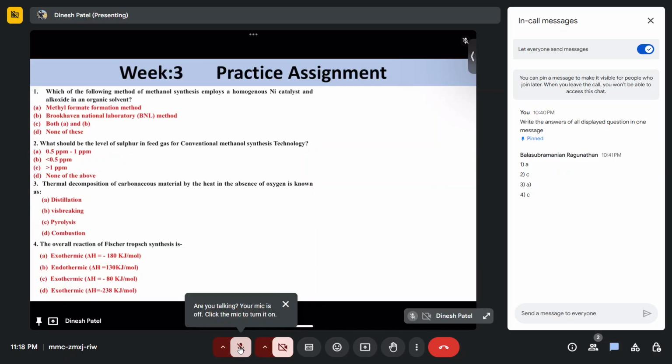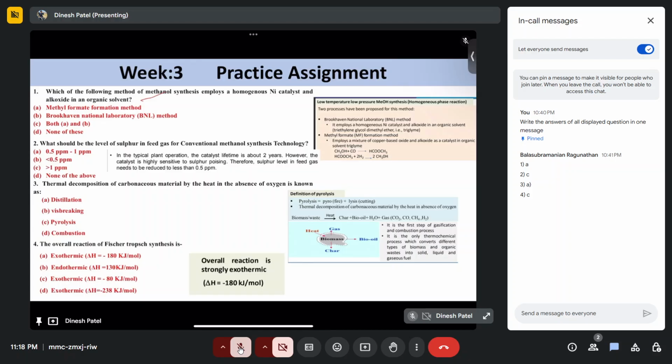So let's see the answer of this. Which of the following methods of methanol synthesis employs a homogeneous nickel catalyst and alkoxide in organic solvent? As you can see here, these are the two methods, BNL and MF formation method. So you can see there are two methods, BNL and MF, in which you can see here nickel catalyst is used in the BNL method, and alkoxide as a catalyst in the organic solvent is also used in the MF method also. So the correct answer is C.